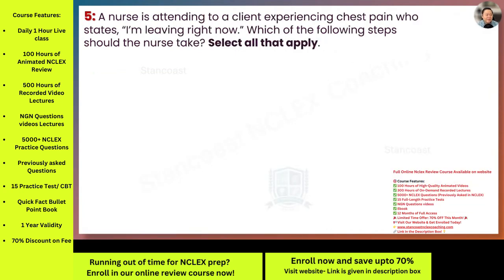Now, what about number 5 here? A nurse is attending to a client experiencing chest pain who states, "I'm leaving right now." Which of the following steps should the nurse take? Select all that apply.